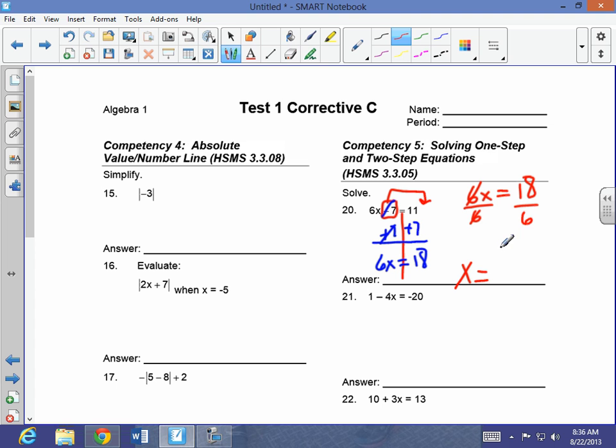Because it can reduce. 2 can go into both of these. So now, if I divide these by 2, I get 9 over 3. Well, that can be reduced. 3 can go into both of those, so I really get 3 over 1, which is 3. Because 6 will go into 18. How many times will 6 go into 18? 3 times. So this equals 3. You have to reduce.